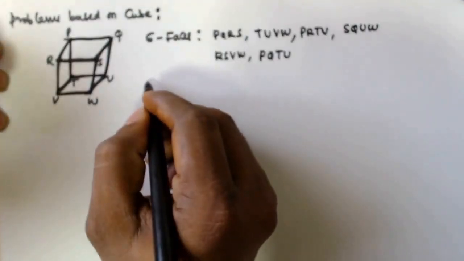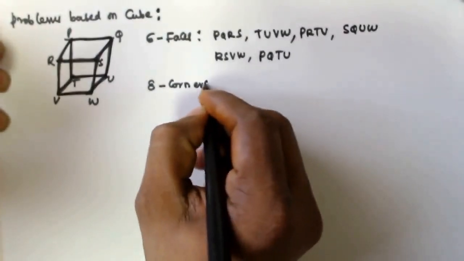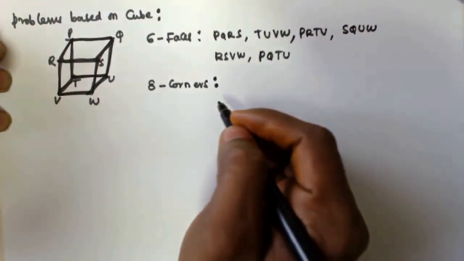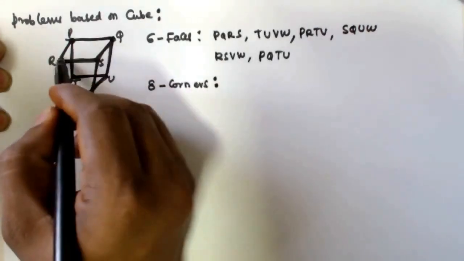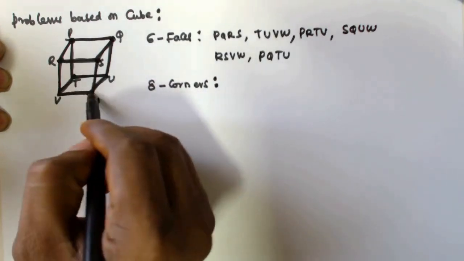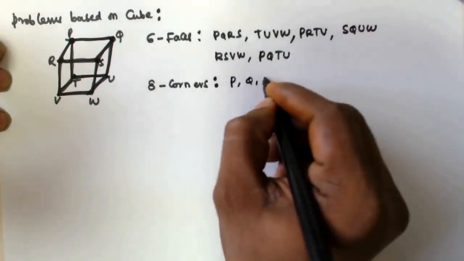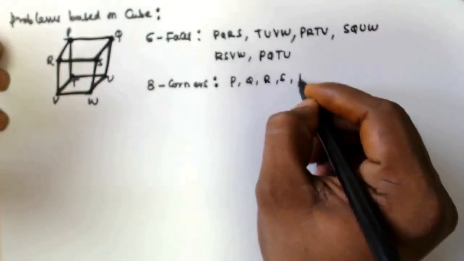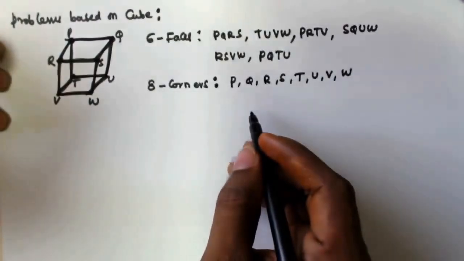Next, a cube consists of 8 corners. So what are the 8 corners? This is 1, 2, 3, 4, 5, 6, 7 and 8. So these are the 8 corners: P, Q, R, S, T, U, V and W.